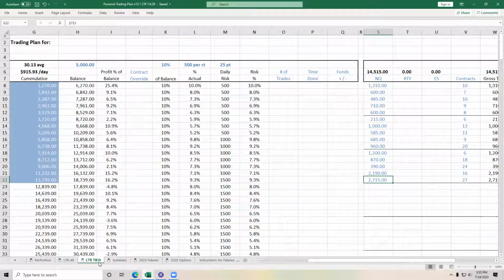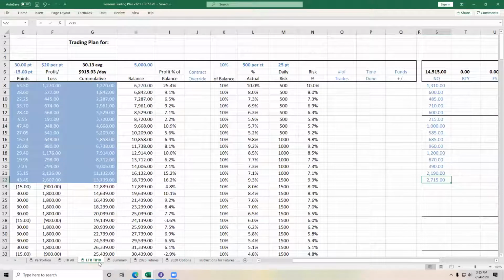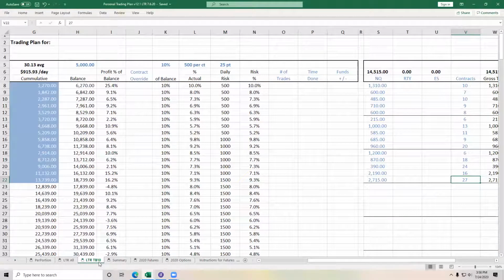45.25 times $20 a point is $905, and that's on one contract. Our trading plan has helped us know when to scale the number of contracts. So today was actually the first day that we're trading 3 contracts within our trading plan. So that means that $905 per contract times 3 is $2,715 of profit today, and 27 contracts, because we had 9 trades. Sorry, we had 10 trades, so that should be 30.